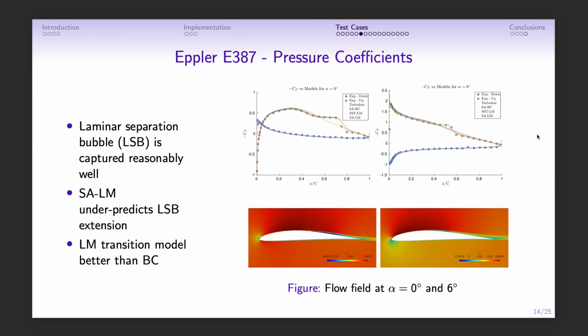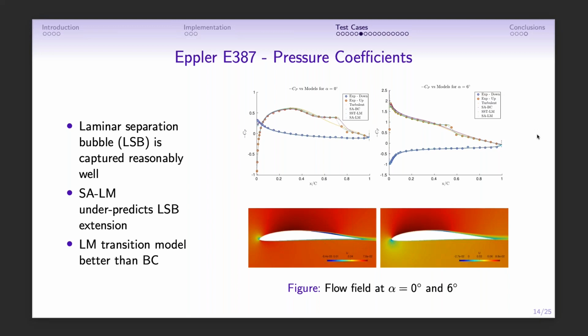Here we can see the minus CP over the normalized x-coordinate of the surface of the airfoil. And we can see that the transition models really improve the solution with respect to the fully turbulent models here, because there is the formation of a laminar separation bubble on the upper side of the airfoil, which can be seen also here in the flow field colored by the x component of the velocity.